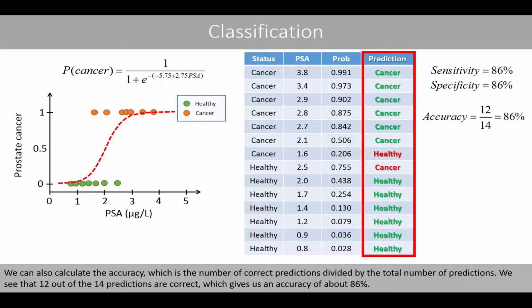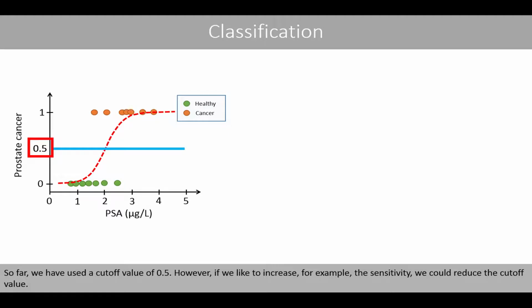We can also calculate the accuracy, which is the number of correct predictions divided by the total number of predictions. We see that 12 out of the 14 predictions are correct, which gives us an accuracy of about 86%. So far, we have used the cutoff value of 0.5. However, if we like to increase, for example, the sensitivity, we could reduce the cutoff value.